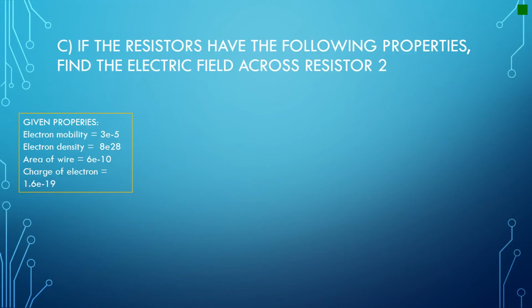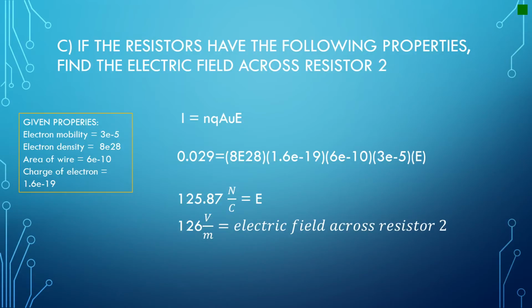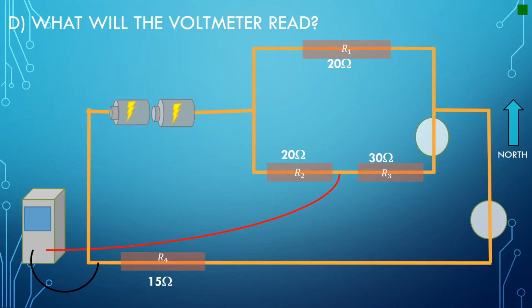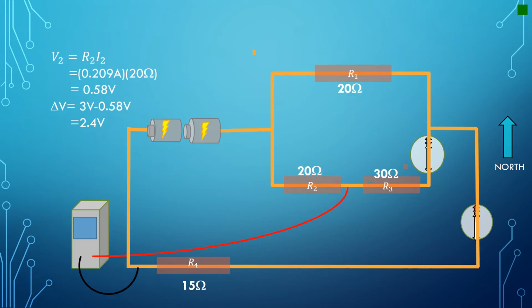For Part C, using the equation for the conventional current, we can solve for the electric field across resistor 2. Plugging in the given and calculated values, we find that the electric field across the resistor is equal to 126 volts per meter. For Part D, we're asked to find out what the voltmeter will read when it is hooked up to the circuit.